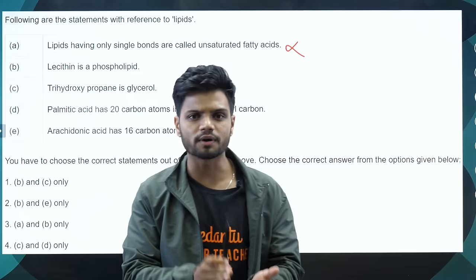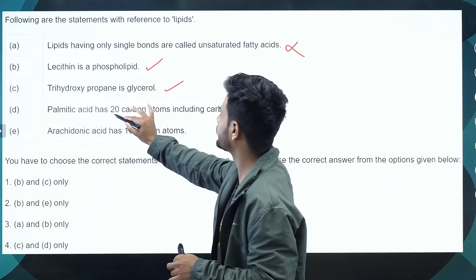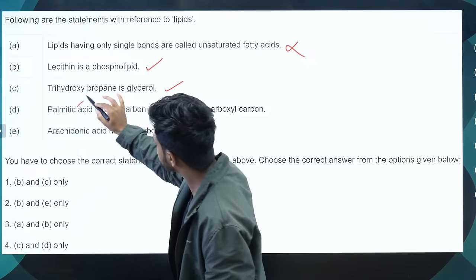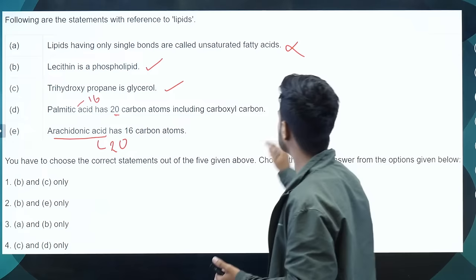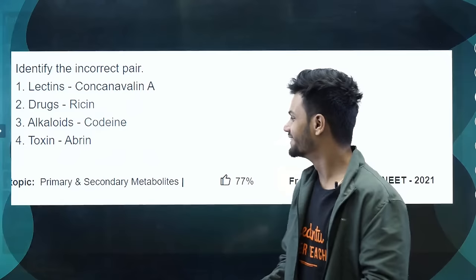Lecithin is a phospholipid. Yes, we just told you. Trihydroxypropane is glycerol. Correct. Palmitic acid is a 20 carbon compound. No. Palmitic acid is 16 carbon, while your arachidonic acid is going to be 20 carbon. So, wrong. What is the answer? B and C only. Yes, B and C only. Such an easy question. Now, next question.